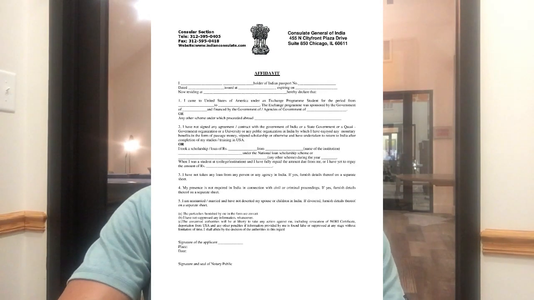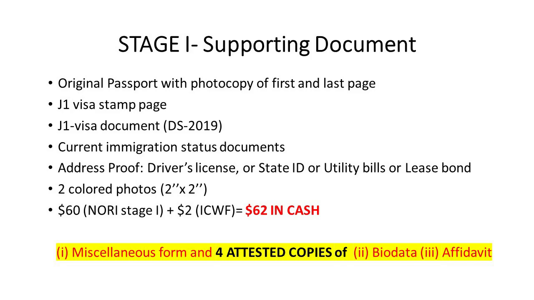Take all these 4 copies to a notary officer, which you can find in one of the nationalized banks or a private bank. You can find them in USPS or UPS. They will help you to get these documents notarized. After you have notarized these documents, take another supporting document, which is your passport. Also take the photocopy of the first page of your passport, the last page of your passport, and the page which has your visa information on it.